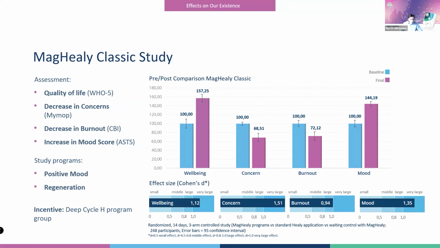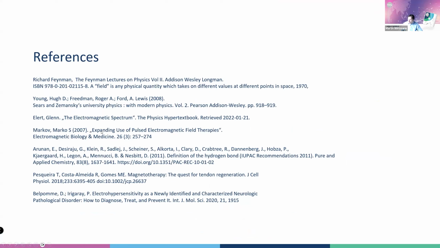And here we also did a study with the study programs Positive Mood and Regeneration. And yeah, quite interesting results. Again, the concerns were very large in the positive effect. So the decrease in concerns was pretty massive. And of course, we also had this burnout decrease, so the CBI, and well-being increase, and of course a mood increase. So pretty impressive results. And here are some references.